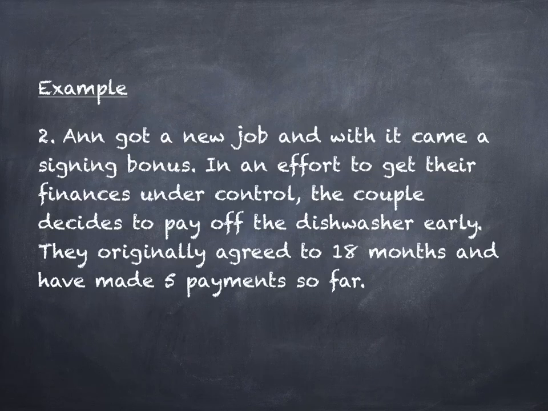All right, so let's do an example. We're back to Ann and Andy. Ann got a new job, and it came with a signing bonus. Believe it or not, those do exist. So she's fortunate she found a job with a signing bonus. And in an effort to get their finances under control, which sounds like a good idea based on this couple's history, they want to pay off the dishwasher early. They originally agreed to pay 18 months, and so far they've made 5 payments. Everybody with me so far? Okay, we're 5 months into this agreement, and we're taking a look at a different situation where we've got some money to throw at this debt.